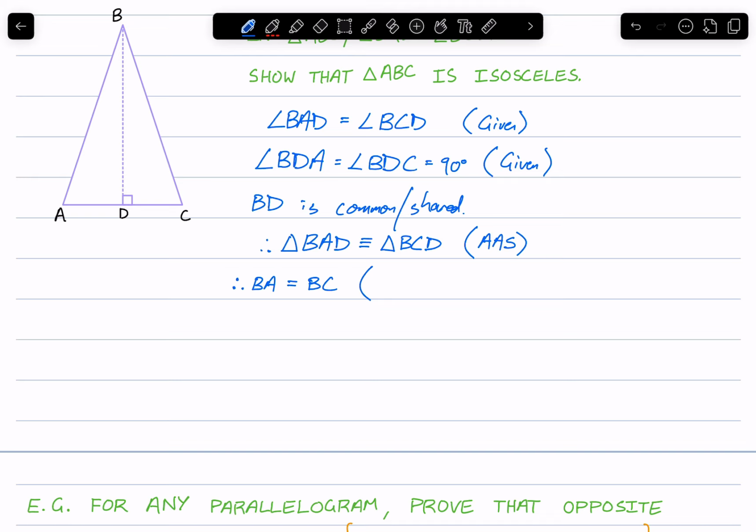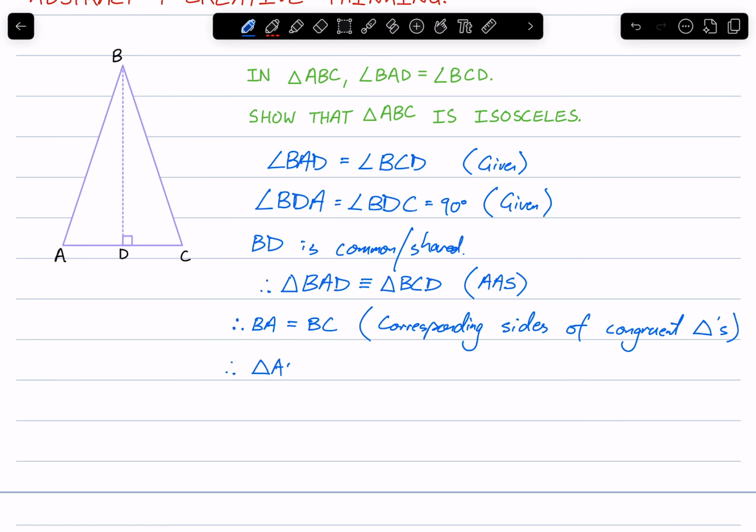And we must state that these are corresponding sides of congruent triangles. Then we can therefore say, therefore, triangle ABC is isosceles. And there is our proof.